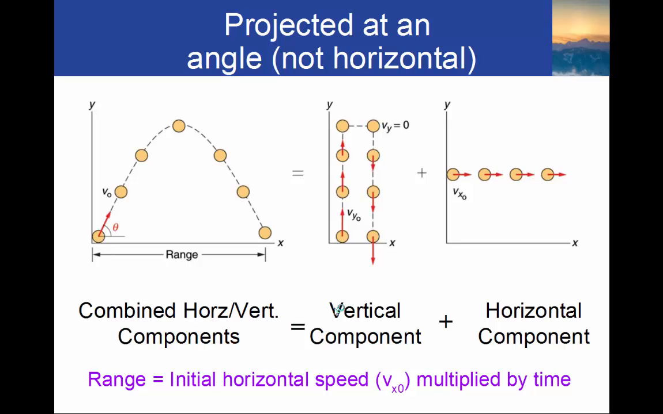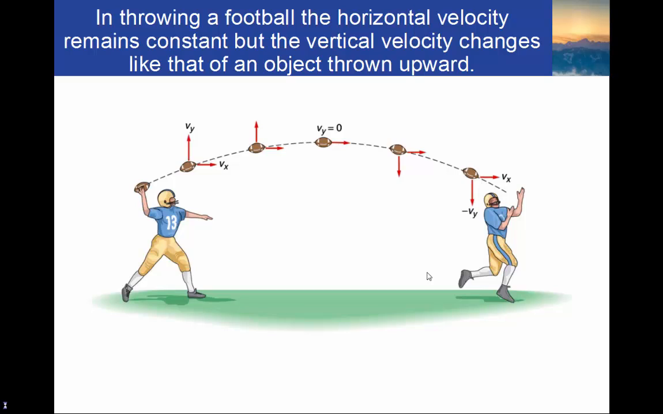So that's basically a primer on why we care about breaking this up into horizontal and vertical motion. Here's a picture of the entire motion put together of, for example, a football. Notice that the football is not thrown horizontally entirely. It's thrown at some initial angle. It has an upward and an onward component. In other words, a vertical and a horizontal component.